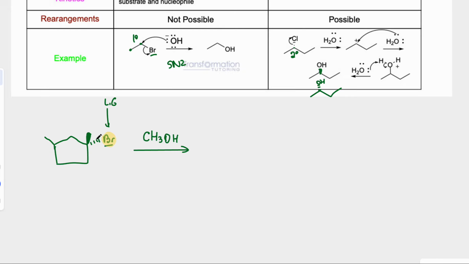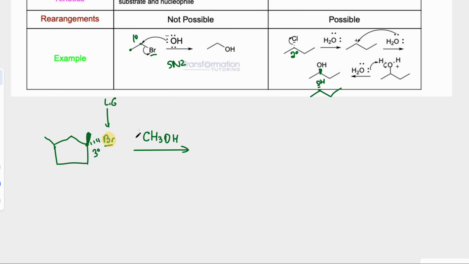And what kind of substrate do I have? What kind of carbon is Br attached to? In this case, Br is attached to 1, 2, 3 carbons. This is tertiary. Next, I'm going to ask, what kind of nucleophile do I have?